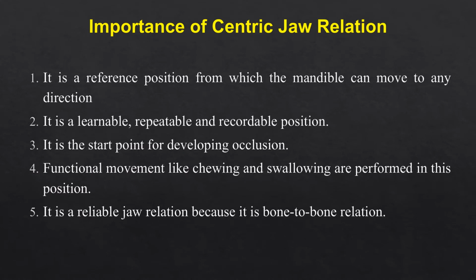Importance of centric jaw relation. Number one, it is a reference position from which the mandible can move in any direction. Number two, it is a learnable, repeatable, and recordable position. Number three, it is the start point for developing occlusion. Number four, functional movements like chewing and swallowing are performed in this position. Number five, it is a reliable jaw relation because it is a bone-to-bone relation.